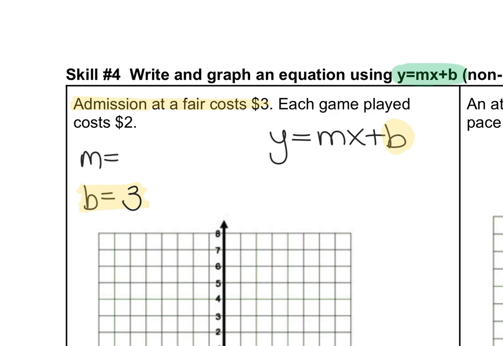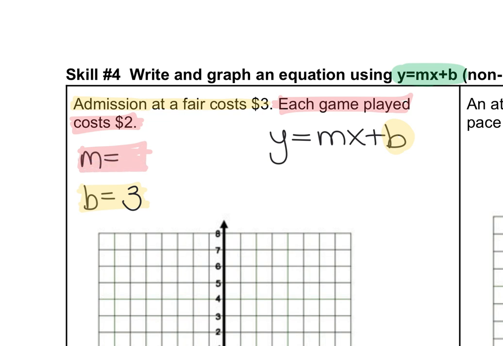And then your slope, that is something that you're doing multiple times. So here it says each game played costs $2. So I could just play one game, or I could play 2 or 3 or 4 or 5 games, however many games I have money for. Because that's something that could happen over and over and over again, that's going to be your slope.